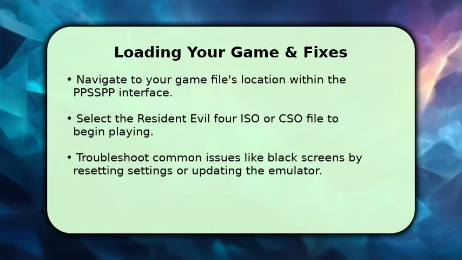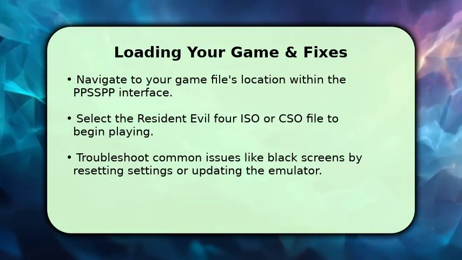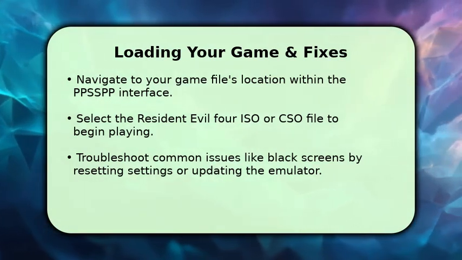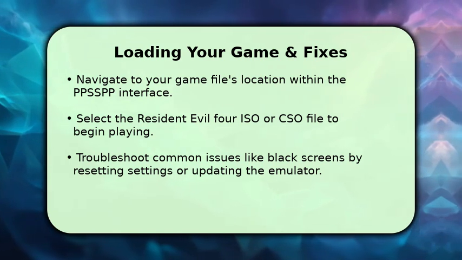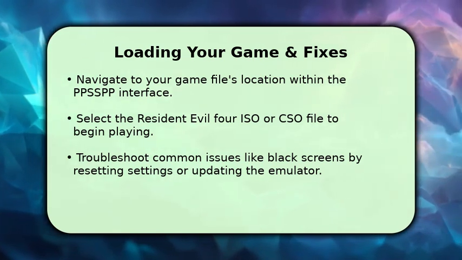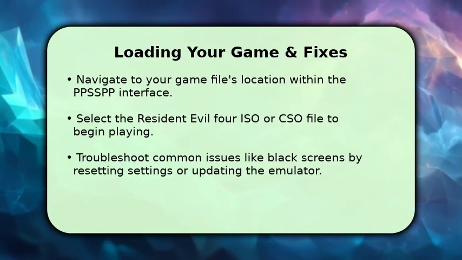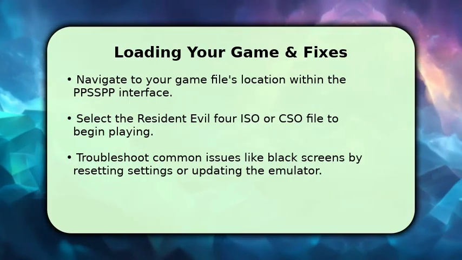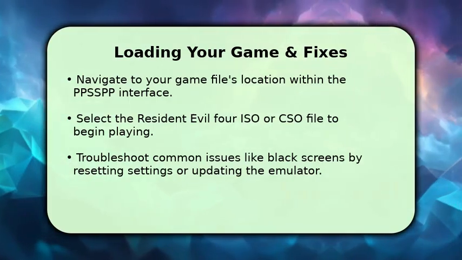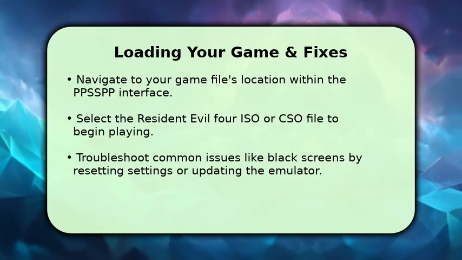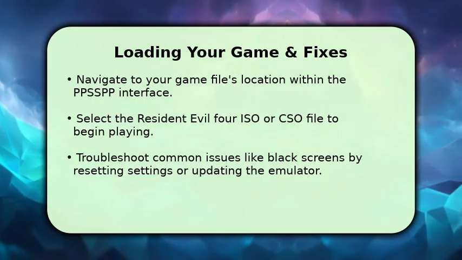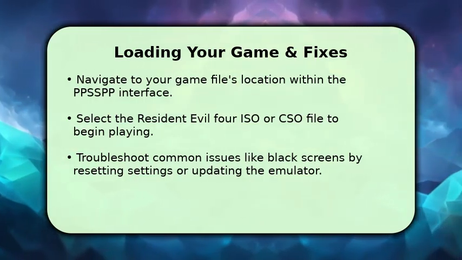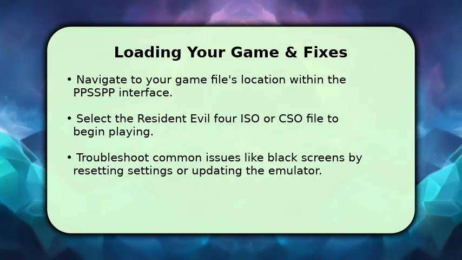With your settings configured, it's time to load the game. In PPSSPP, browse to the folder where you saved your Resident Evil 4 game file. Select the ISO or CSO to launch it. If you encounter issues like a black screen or crashes, try resetting PPSSPP settings to default. Also, ensure your emulator is updated to its latest version, as this often resolves compatibility problems.